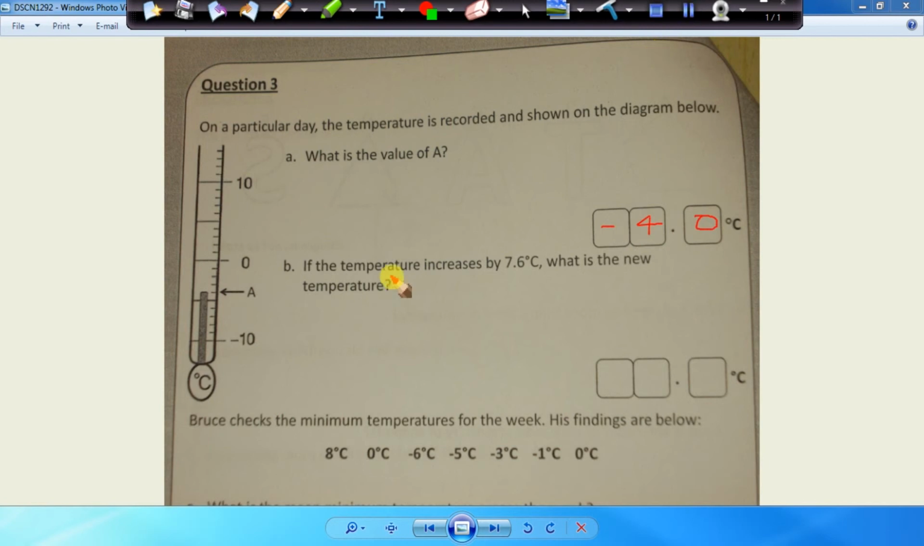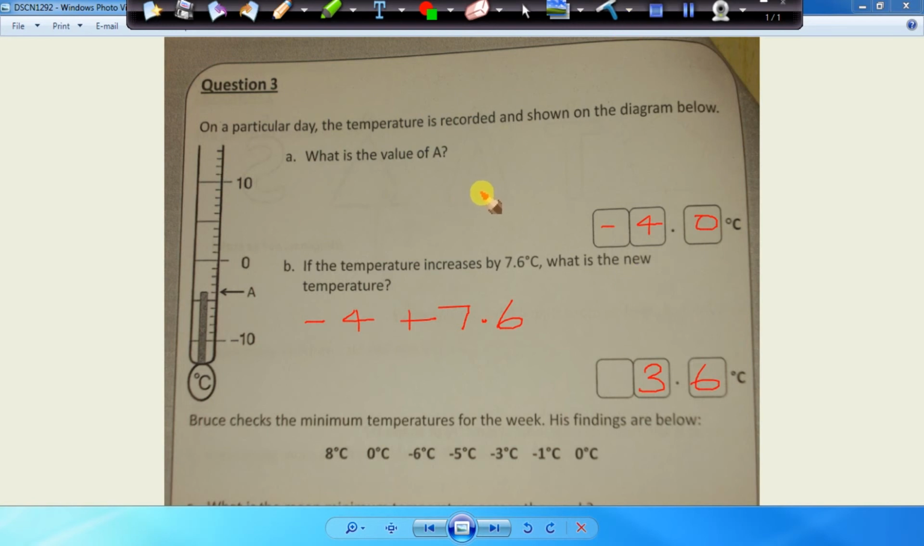Okay, if the temperature increases by 7.6 degrees, what is the new temperature? So we start off with minus 4, and then we increase it by 7.6. So 7.6, and we have to take the 4 away from it. That will give us a nice and easy answer of 3.6. Excellent, lovely.